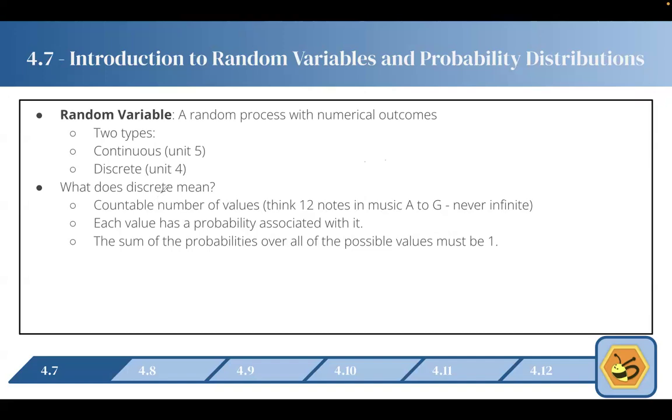So what does discrete mean? Well, that's what we just said: it's a countable number of values. Another example is the 12 notes in music, A through G. There's not an infinite number of intervals between them. Each value has a probability associated with it. If you're looking at a Mozart concerto, you can have a distinct number of note A's in there.